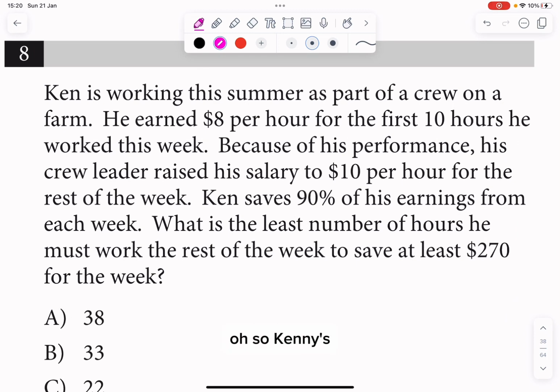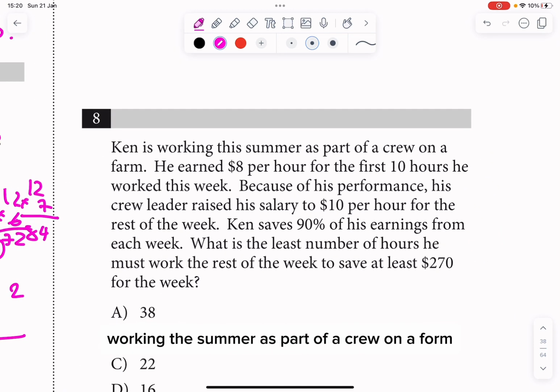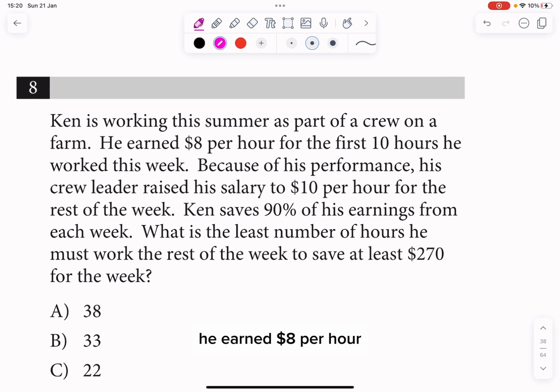Okay, so Ken is working the summer as part of a crew on a farm. He earned $8 per hour for the first 10 hours he's worked this week. Because of his performance, his crew later raised his salary to $10 per hour for the rest of the week. Ken saved 90% of his earnings from each week. What is the least number of hours he must work the rest of the week to save at least $270 for the week?